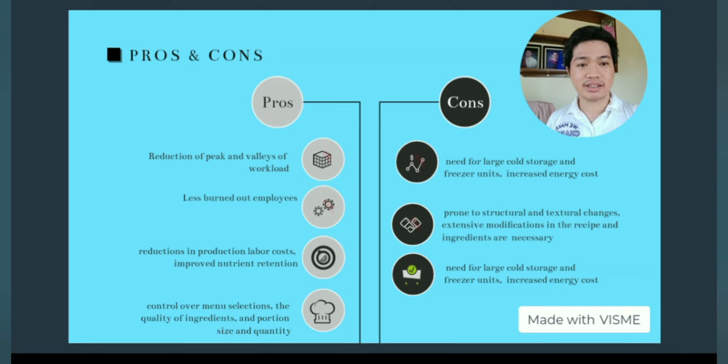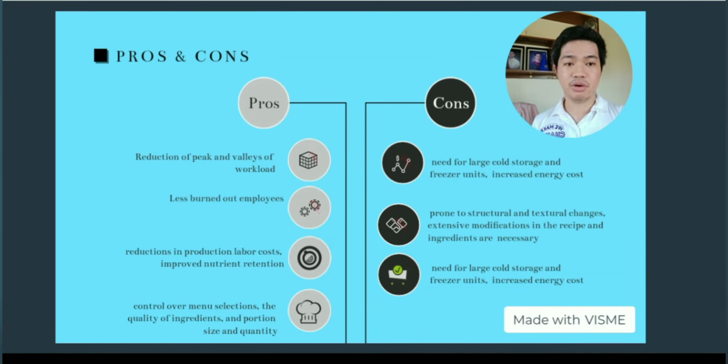Okay? So next, control over menu selections, the quality of ingredients, and portion size and quantity. So kung ano lang yung na-prepare mo, yun lang din yung pwede mong i-serve. Plus yung inyong portion size, pwedeng kayo yung gumawa ng portion size kasi kayo yung magre-repack dun sa mga plastic containers, and then sa kanila lang siya i-reheat and reserve.